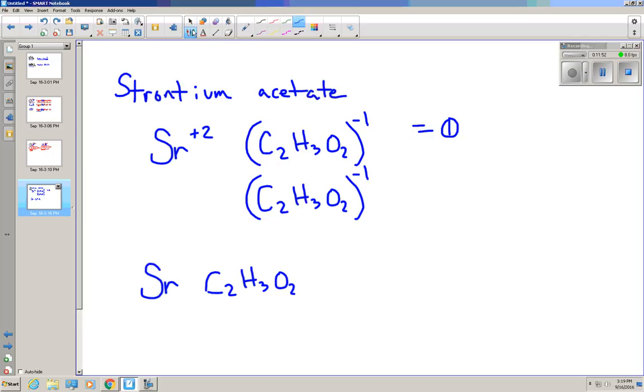This is a case where I have to put a parentheses, because if I just put a 2 here, the outside observer is going to look at this and say, oh, this formula is SrC2H3O22, and that's not the case. If you look over here and count up all the oxygens that we have, there's 2 oxygens here for a total of 4 oxygens. Obviously 22 does not represent 4. So the way to do this correctly is just to put parentheses around it. Now the subscript 2 tells me I have 2 entire acetates, and this is the formula that is represented by the name strontium acetate. Okay?